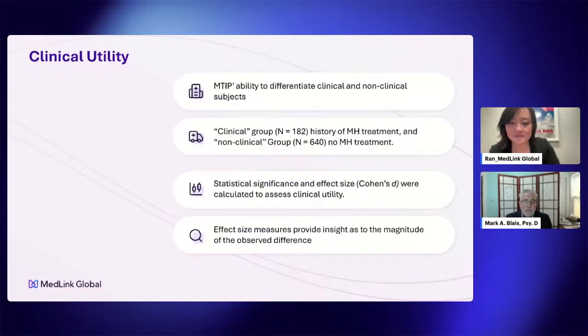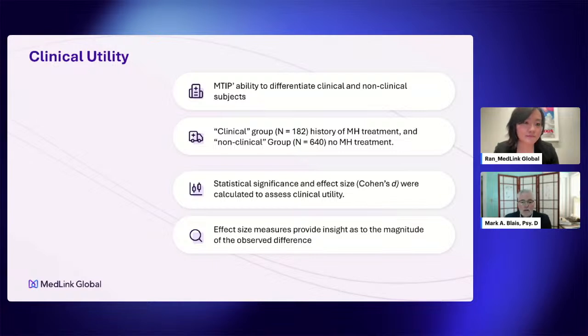In addition to just being able to capture aspects of the DSM disorders, it's also important to know if these scales will differentiate clinical from non-clinical subjects. Our first effort to do this, which is called clinical utility, was to look at the mean scores of those individuals who reported no history of mental health treatment, that's the 640 in the normative sample, and 182 subjects that we collected at the same time who reported a past history of mental health treatment.